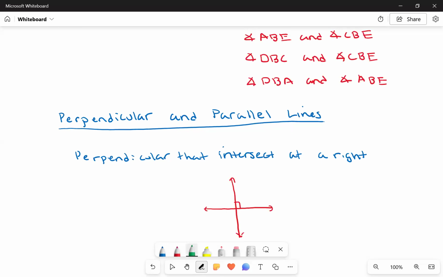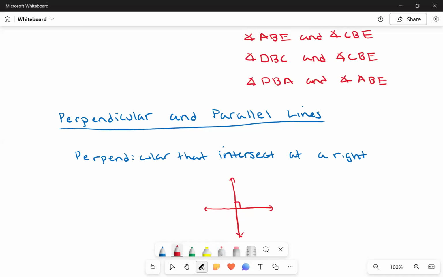Like all of these now are right angles because that's how circles work, because all together it would be 360 degrees. And if one of them is 90 degrees, they all end up being 90 degrees. Okay. So that's our perpendicular lines.